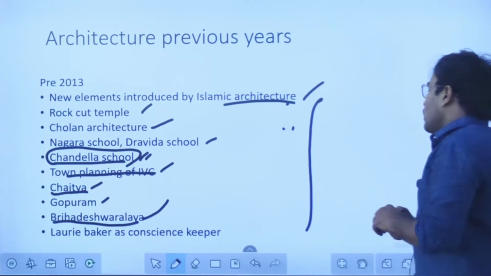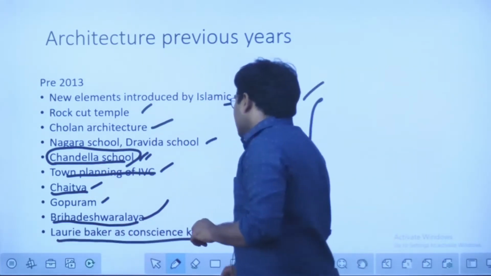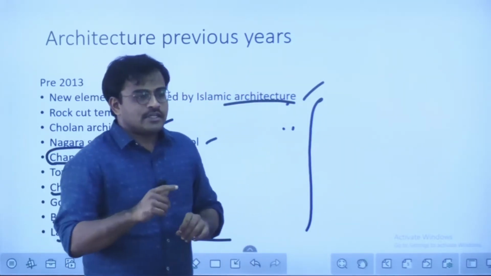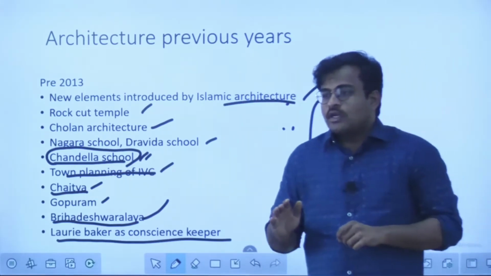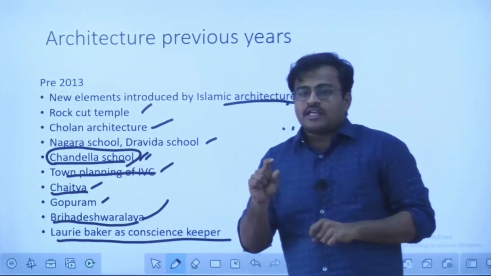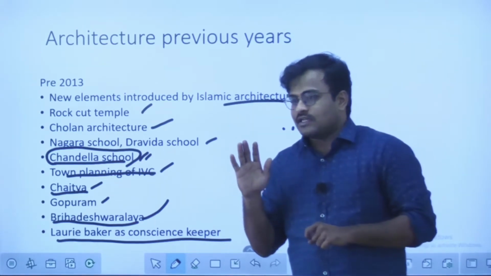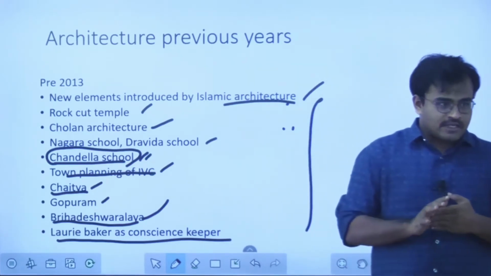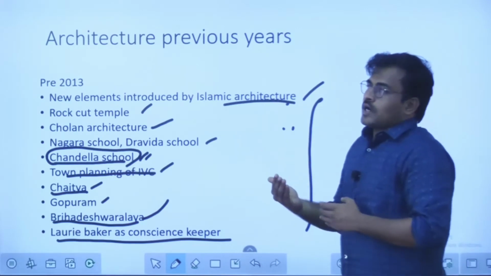Okay, then along with that, if you see, they also asked questions like Lowry Baker as conscience keeper of Indian architecture. Okay, this was a question which has been asked in 2012. And if you read your mains syllabus very thoroughly, they have given very clearly that even modern culture is also part of Indian cultural history. So modern culture, it is usually the most neglected section, and there is a possibility of good number of questions on modern architecture too. Why?